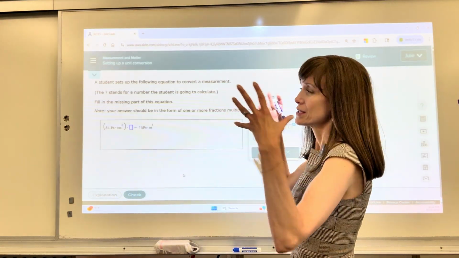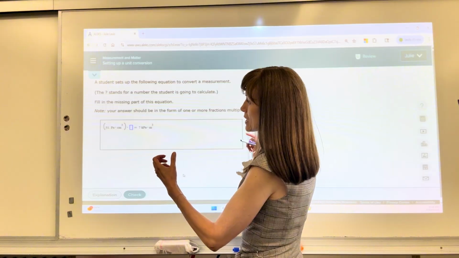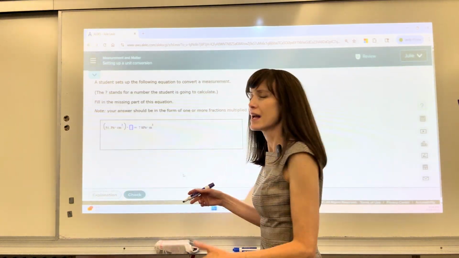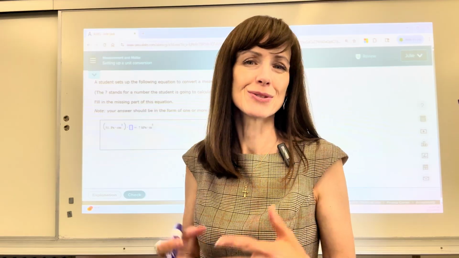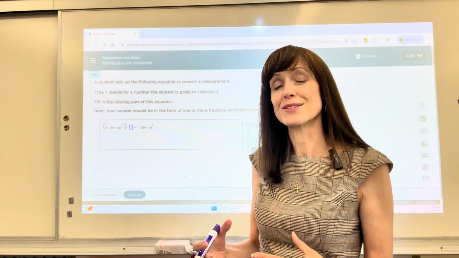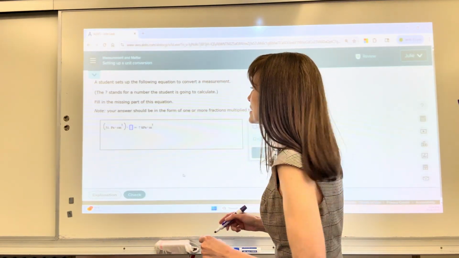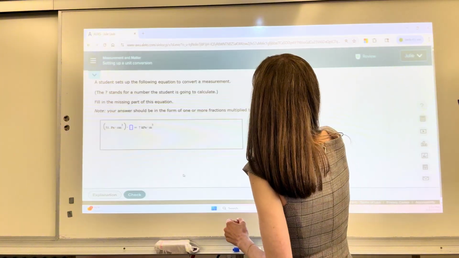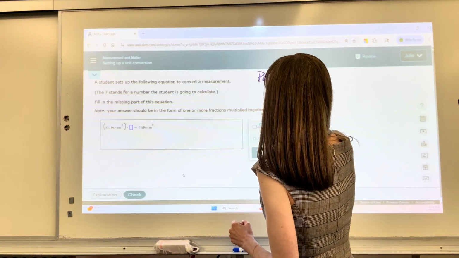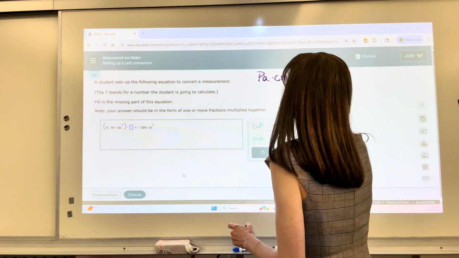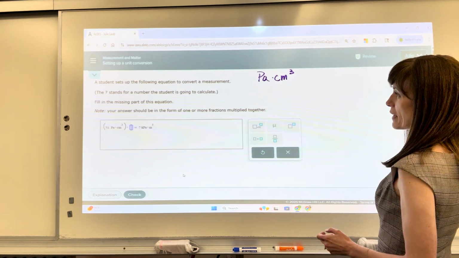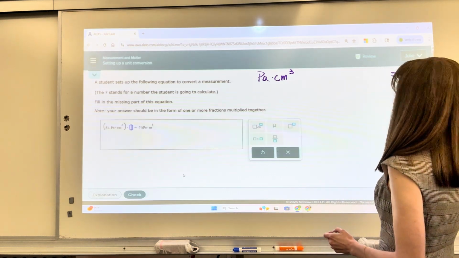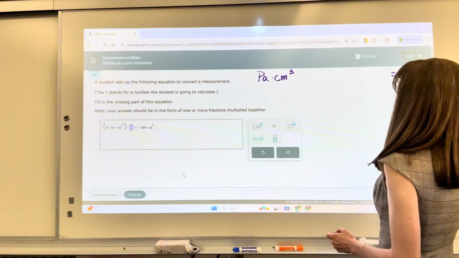Okay, I'm going to blow this up for you so you can see it a little bit better. We have a number here, and on this particular problem, we don't care about the numbers, we're focusing on the units. So I'm not going to include the number since the answer is just looking for units. We are going to have pascals times centimeter cubed. And we want a final answer. I'm going to put it way over here. We want a final answer of kilopascals times meter cubed.